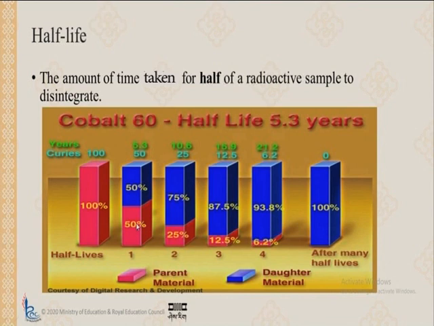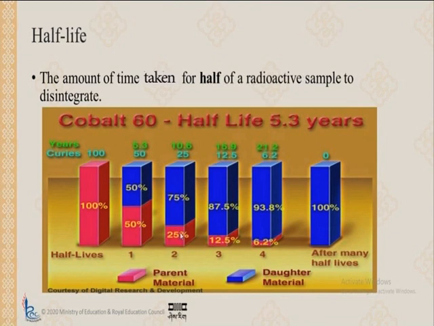In the second graph, in the second picture, you can see 50% is retained. Again, the reaction will not stop here. The initial concentration is 50 and half of this 50 is 25. Again, it will take the same number of years, 5.3 years, to reduce to its half.